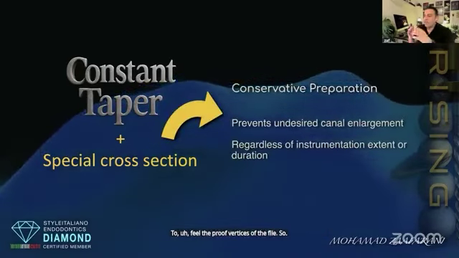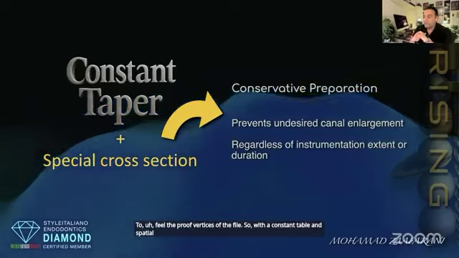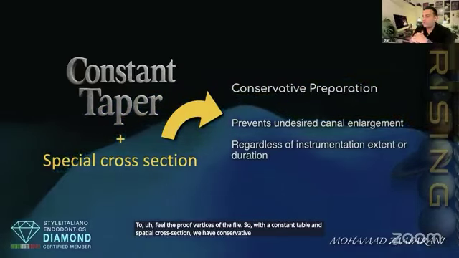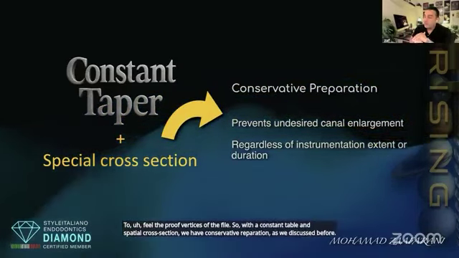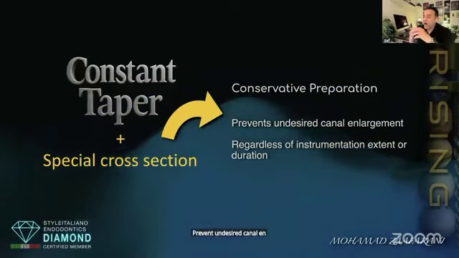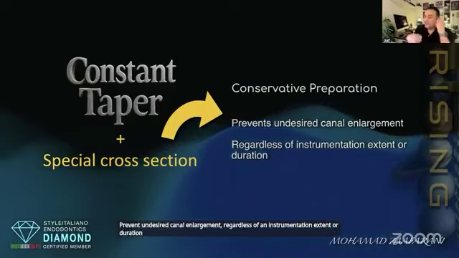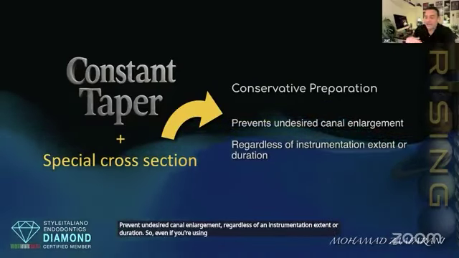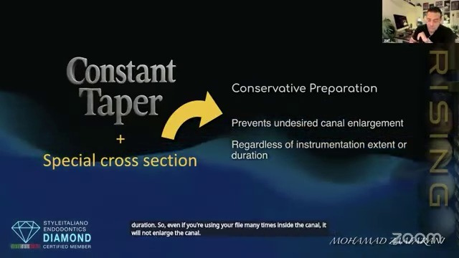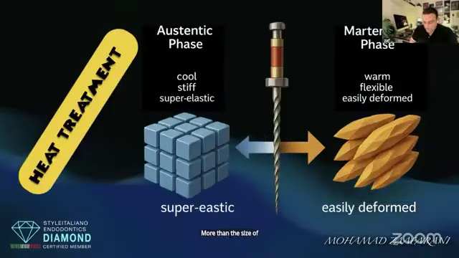So with a constant taper and special cross section, we have conservative preparation, as we discussed before, to prevent undesired canal enlargement, regardless of instrumentation extent or duration. So even if you're using your file many times inside the canal, it will not enlarge the canal more than the size of the file.